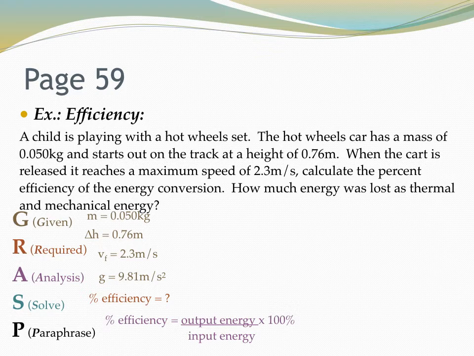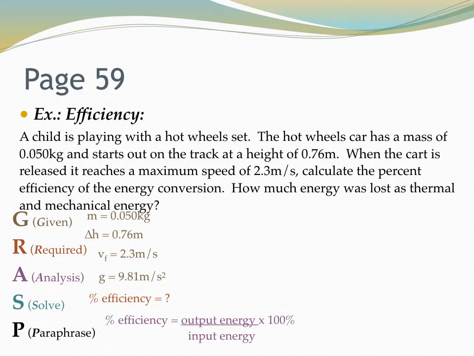I guess first we want to think about what our output is. What's actually happening here? The output is what the car actually does when it's pushed down the ramp, and potential would be when it's just sitting at the top there. So we have to figure out that output energy and that input energy and then plug it into this equation. So we have a few steps.